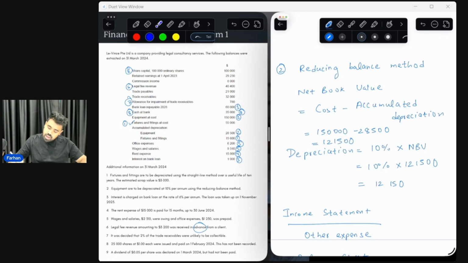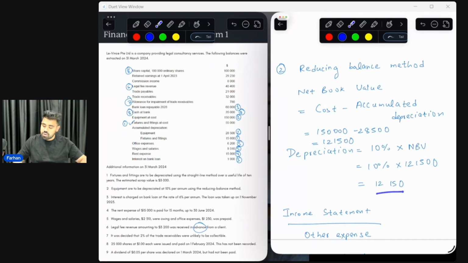all right, with the net book value of $121,500, which we just calculated, and that gives us a depreciation amount of $12,150. Okay. Now, what's the treatment for this depreciation?